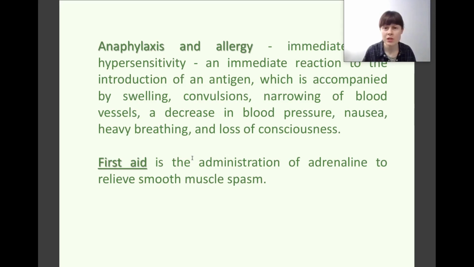This is the immediate hypersensitivity type, an immediate reaction to the introduction of an antigen, which is accompanied by specific symptoms like swelling, convulsion, narrowing of blood vessels, nausea, heavy breathing, and loss of consciousness. And as you see, the first aid is normally known to all of us.